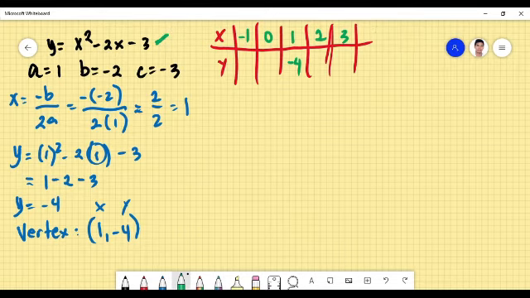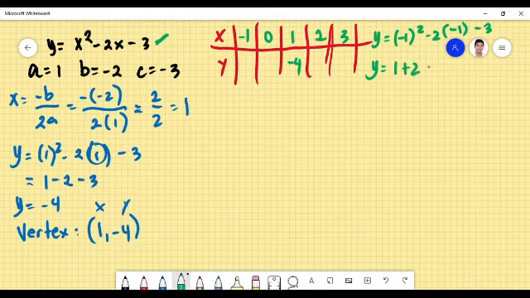So, substitute natin negative 1 dito sa original. Sa given. So, we have y equal to negative 1 squared minus 2 times negative 1 minus 3. So, simplify lang natin yan. Negative 1 squared is positive 1. Negative 2 times negative 1 is positive 2 minus 3. So, 1 plus 2 minus 3 is equal to 0. So, 0 to. Sa kabila, 0 na rin.